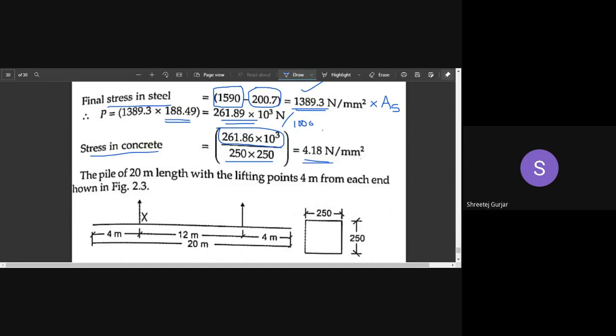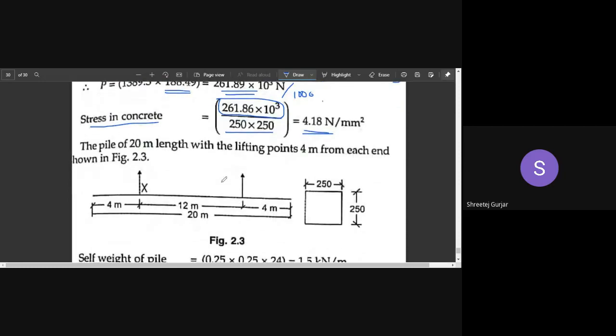You can assume that they have told that it is lifted at 2 points. Lifted at 2 points, you can observe we have 2 points over here, and it is located 4 meters from the ends. From the end 4 meter. So the total length is 20 meters. So 4 and 4 if you minus, the central span is 12 meters.